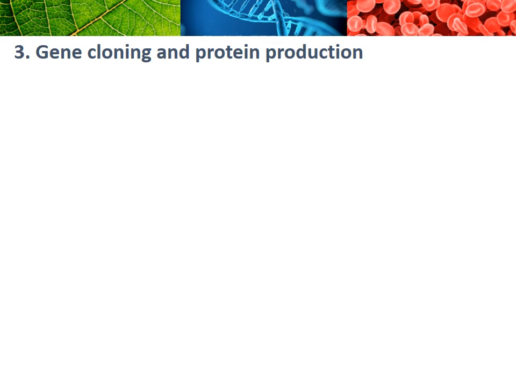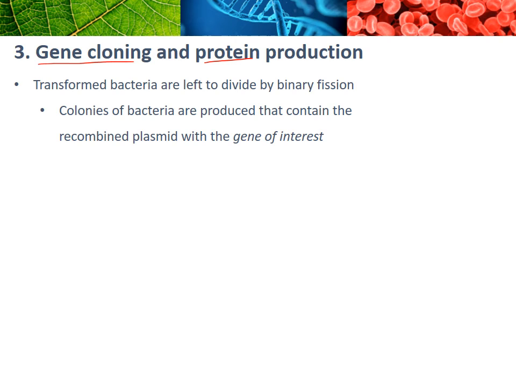The final step then is actually cloning the gene and producing the protein that we want these bacteria to make for us. So remember, bacteria love dividing. If you leave them in ideal conditions at a certain temperature, they will divide, divide, divide. So our transformed bacteria, remember we've killed off all the non-transformed bacteria by now. Transformed bacteria are left to divide by binary fission. This leaves us with colonies of bacteria that contain the plasmid, because all the ones without the plasmid were killed, which has our gene of interest.